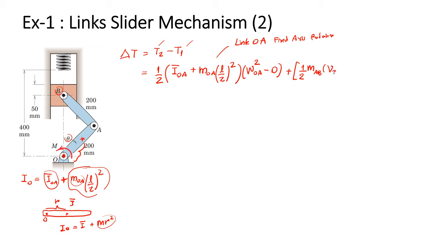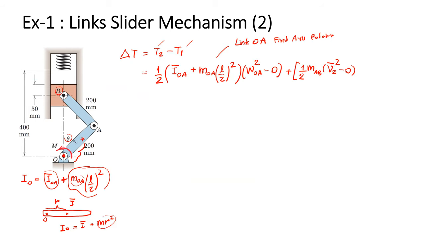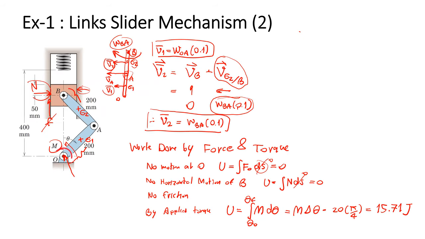Velocity final will be V2 bar square. Velocity origin will be 0. V2 bar square, what does it mean? V2 bar square means the velocity of V2 bar. It means the magnitude of the velocity at the center of gravity of the link BA. Yeah, it still lives in the terms of the omega for this one. But the meaning is the velocity of this point G2.